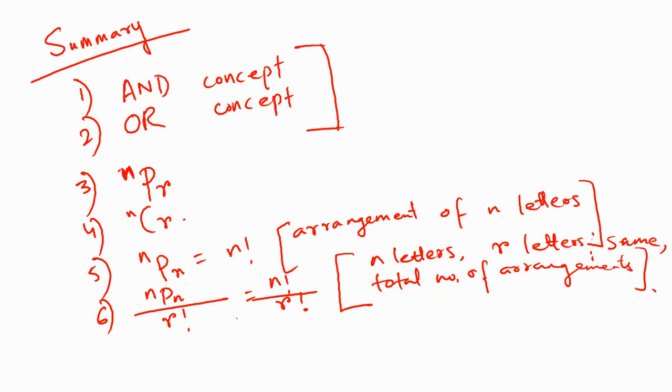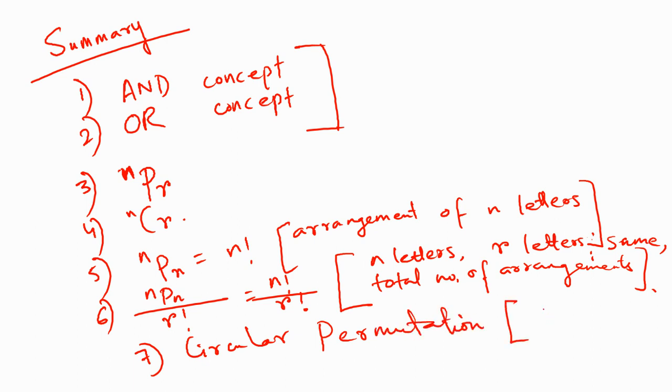Then we solved some problems in nCr also, right? And at the end, we discussed what is circular permutation. If we need to rearrange n items in a circular permutation, what will it be? It should be relative to one item, right? So it should be (n minus 1) factorial. So these are the points that I discussed in this video.